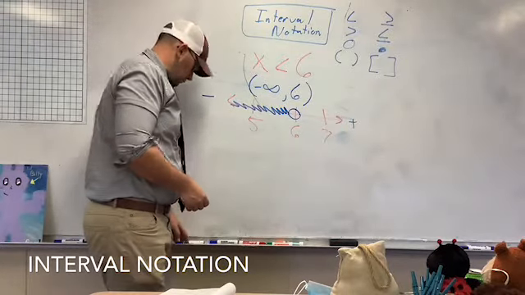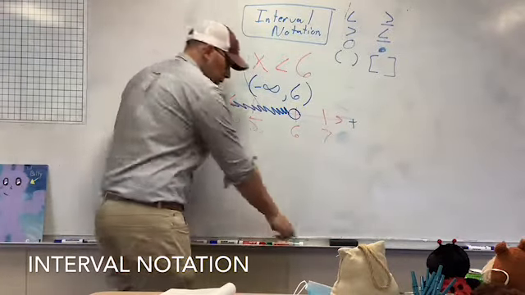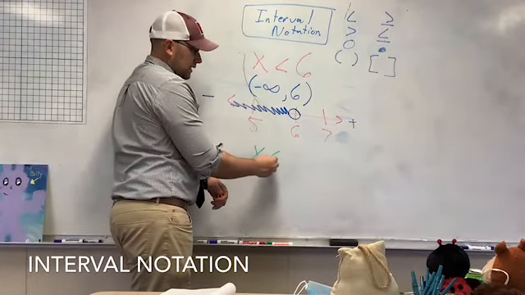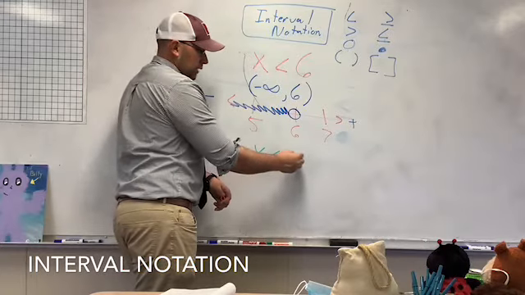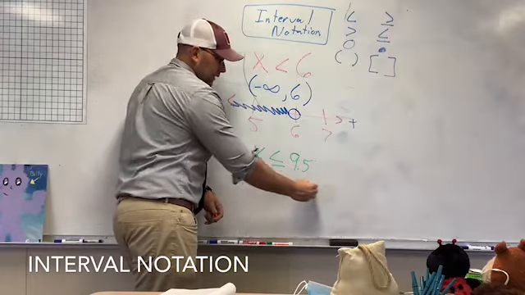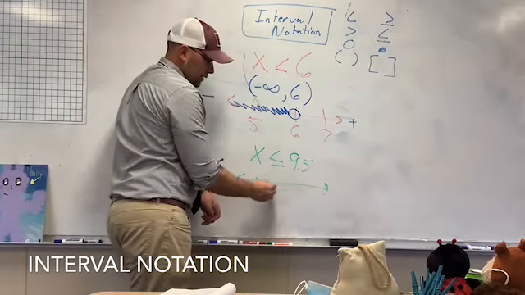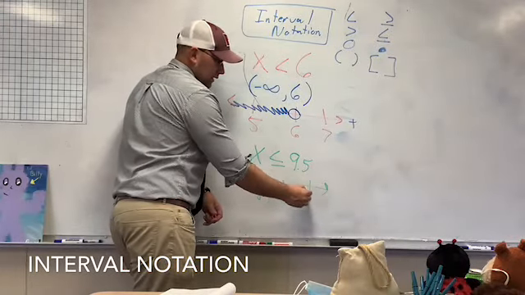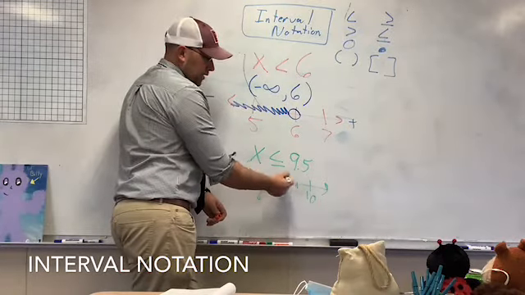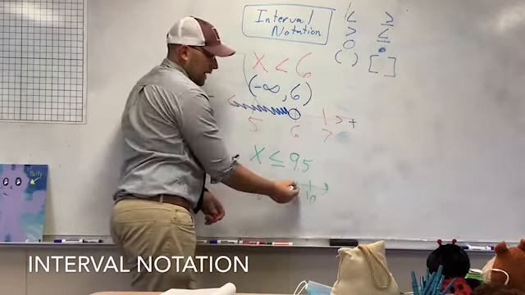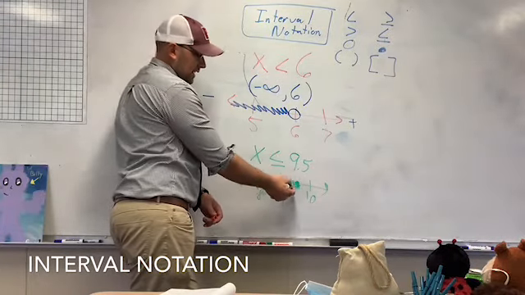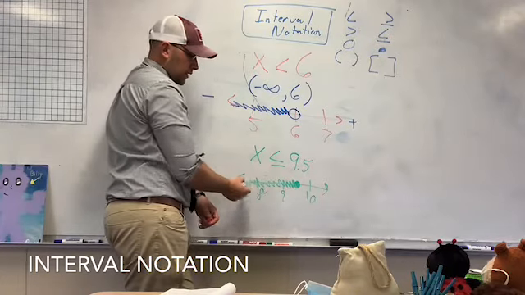I'm going to do another one real quick. So if I do x is less than or equal to 9.5. We draw a number line, 8, 9, 10. So we'd be right about there. And since it's equal to, we make a closed dot, but it's less than. X is everything less than it. So we go in this direction.